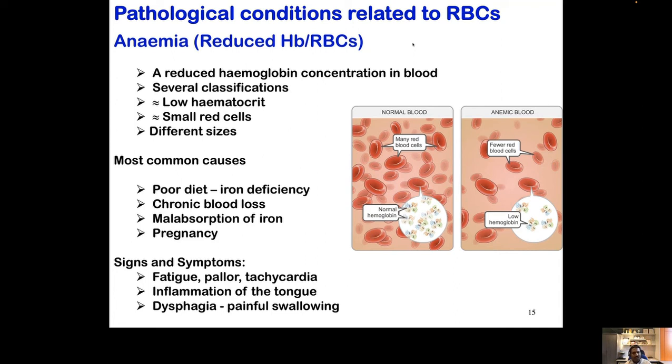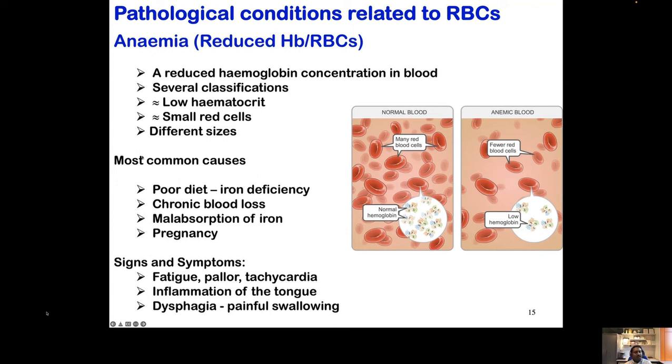And then the red cells will also look smaller in size, and their shapes will also change. It's really important. Here you can see in the normal red blood cells, they are nice biconcave disc shaped cells, and they carry 250 molecules of hemoglobin on the surface. But here in anemic blood, you can see very few red blood cells, because the red blood cell count has gone down, and they do carry very few hemoglobin molecules on the surface.